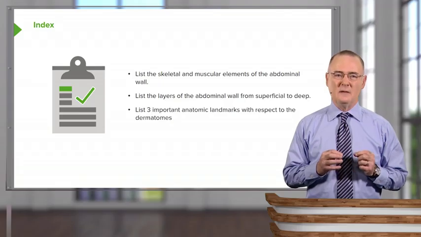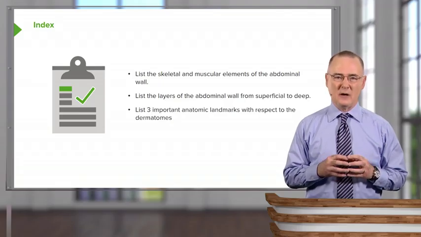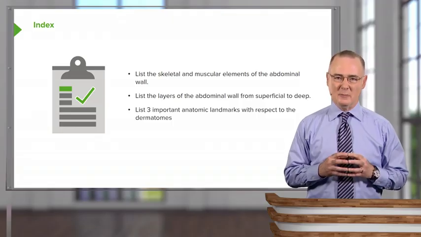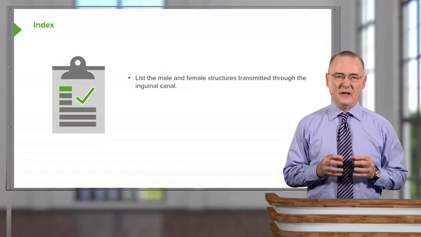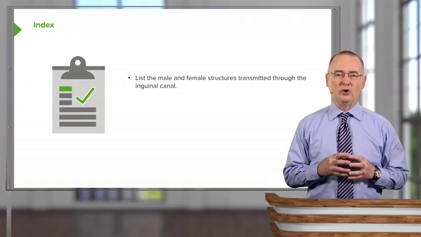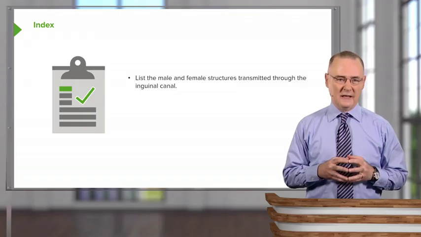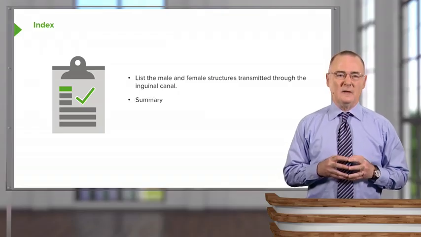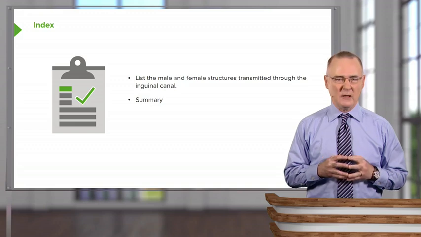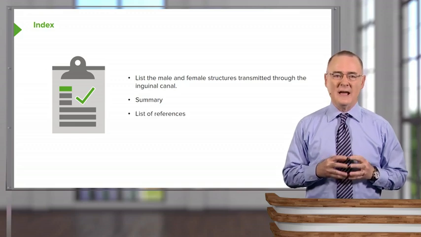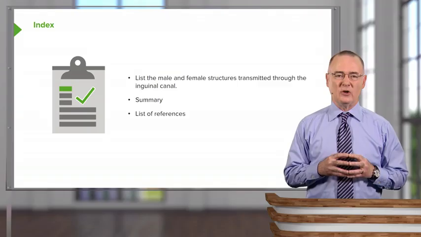List 3 important anatomic landmarks with respect to the dermatomes. And lastly, list the male and female major structures transmitted through the inguinal canal. We will then highlight the key messages from this presentation in a summary, and then provide for attribution of the images that were used throughout this presentation.